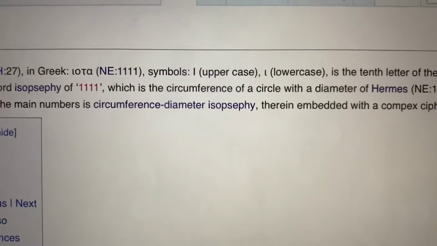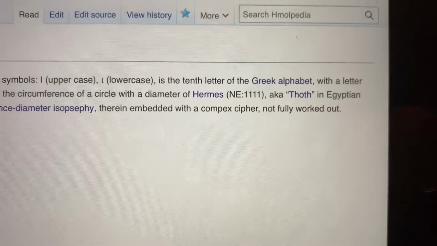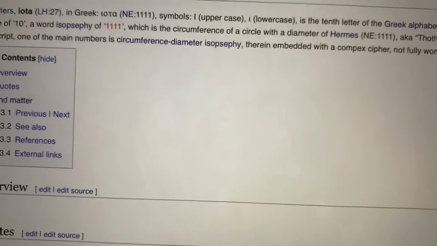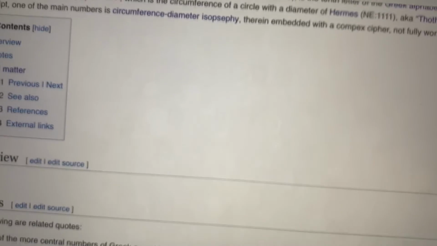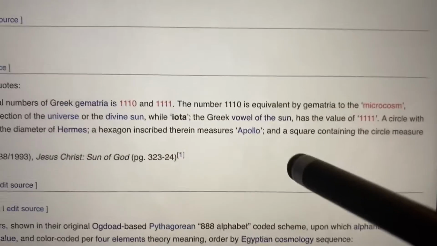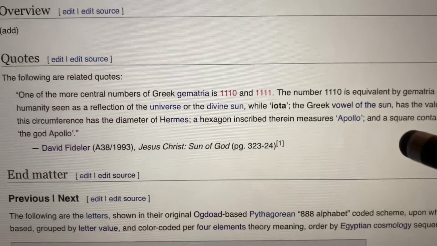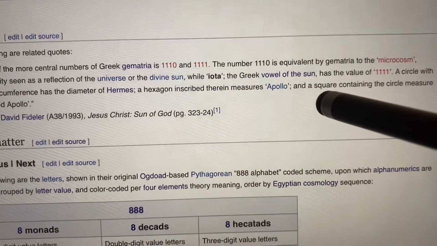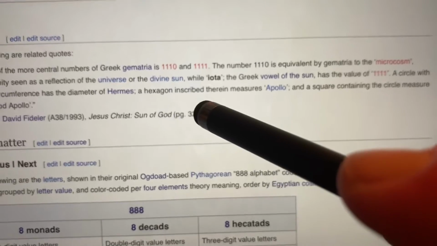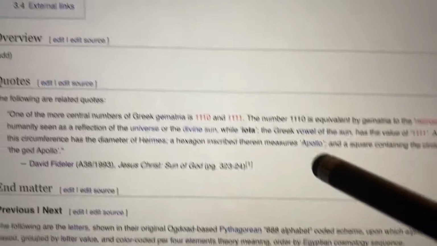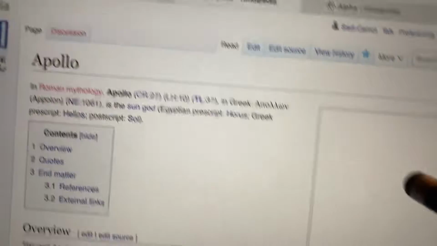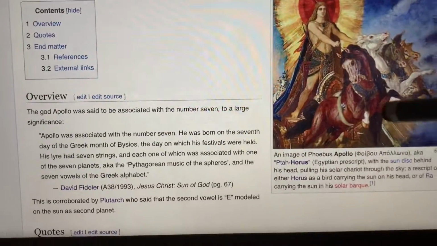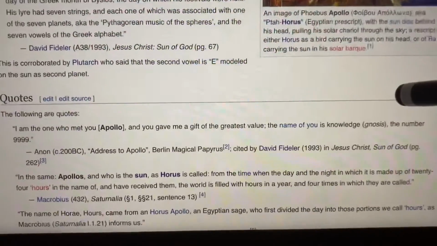And that equates to the circumference of a circle with diameter Hermes. And a circle with a diameter of Hermes yields a hexagon inscribed with the measure Apollo, who is the Greek rescript of Horus, which is why I is based on Horus.